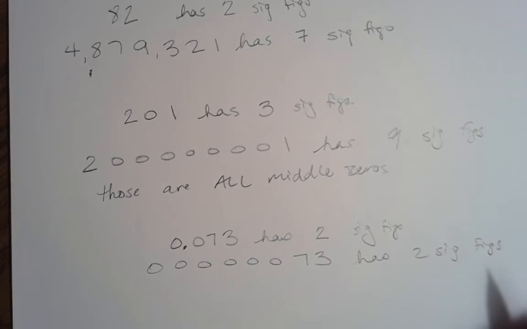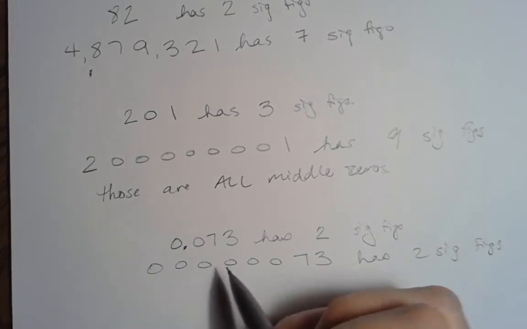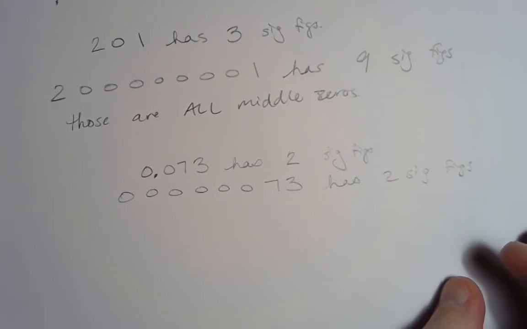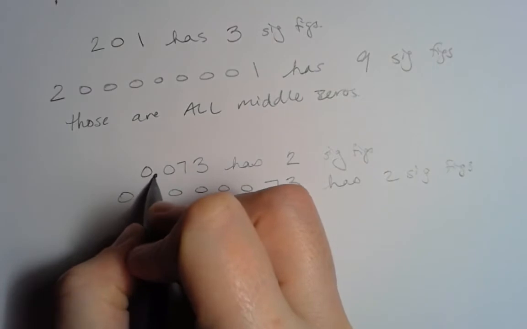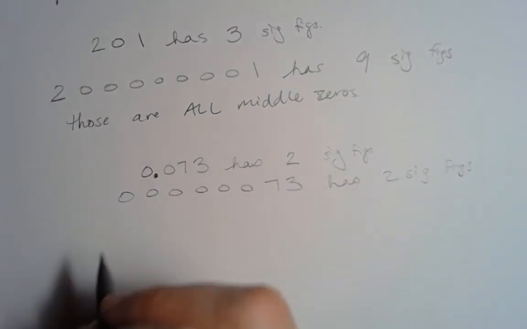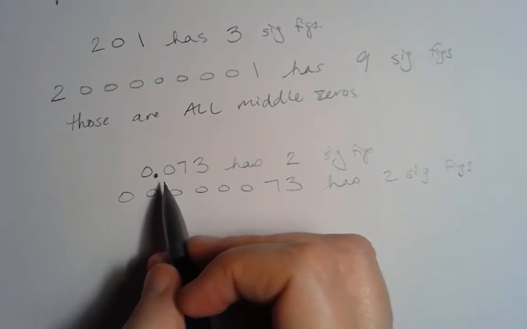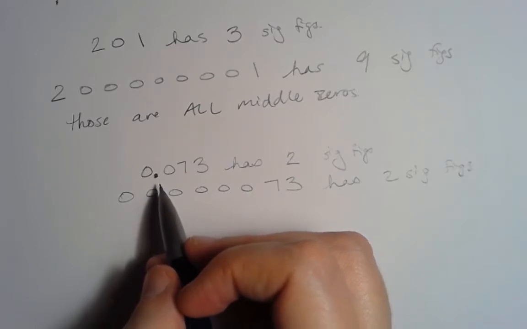Don't overthink it. Middle zeros are always significant. Beginning zeros are never significant. Ending zeros, if you're looking at an ending zero, you're looking for the decimal. Now, I gave you a decimal right here because I want to highlight that beginning zeros are never significant, even if there's a decimal involved. This just means it's a small number, but you already knew it was a small number. That didn't tell you anything interesting.